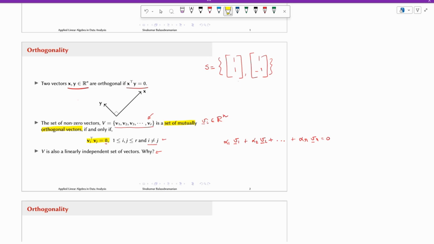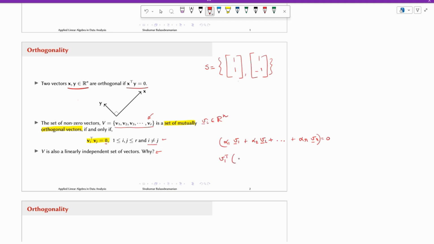You can show this easily by simply using the property that it's a set of mutually orthogonal vectors, and none of the vectors are the 0 vector, because if there is a 0 vector, of course it's linearly dependent. So we will not consider that case. If I have this, let's say I take the inner product of this on both sides with V1.